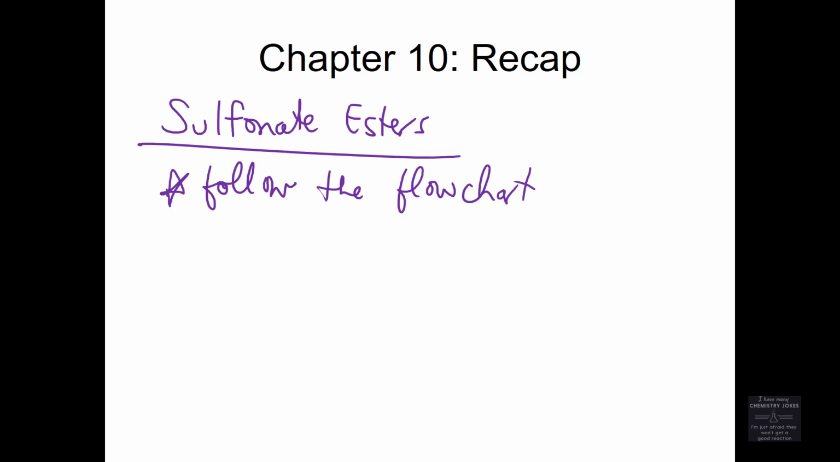That flow chart, yeah? Sulfonate esters do all the same things that alkyl halides do. The alkyl halide flow chart. Alcohols do not follow the flow chart. Don't do that. Sulfonate esters and alkyl halides follow that flow chart.